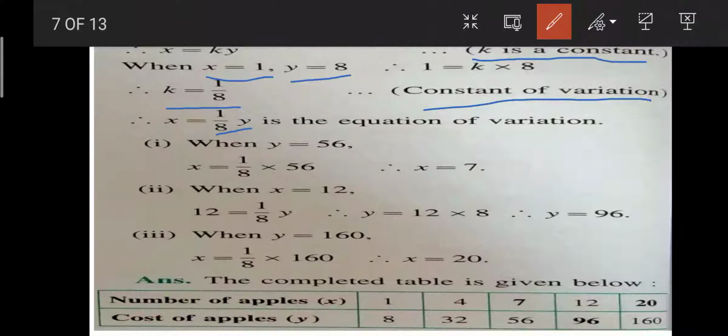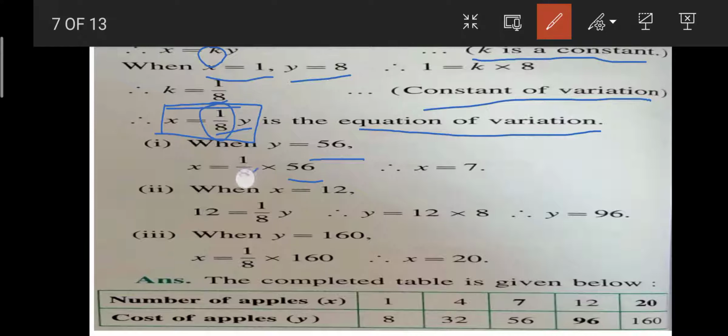ओके, क्योंकि यहाँ से k जो हमने लिया है, k की जगह पे हमने उसकी वैल्यूज़ डाली है, that is 1/8. So it is the equation. ये हमें हमारा इक्वेशन मिल चुका है. Now आपका y है 56. Now we'll put, instead of y we will put the value, that is 56. So this is the equation of variation that we have found. So we'll put that, and here instead of y we'll put the value of y, that is 56.